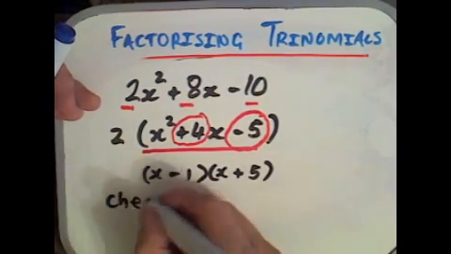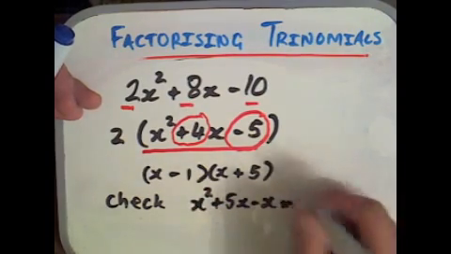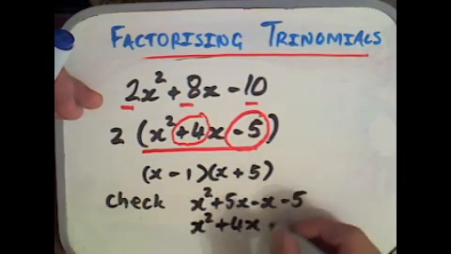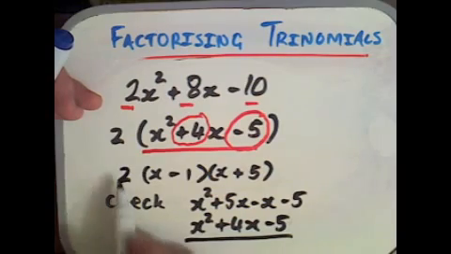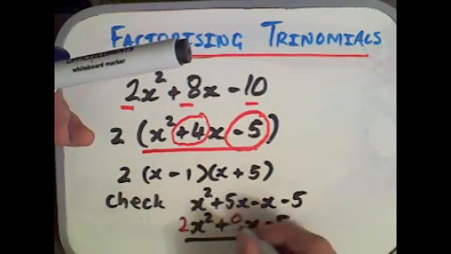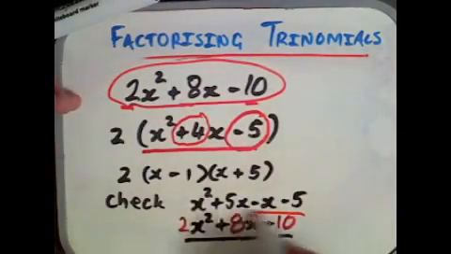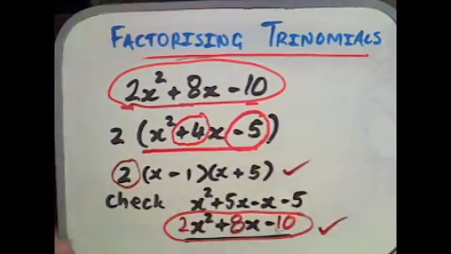Now again, we can check this by expanding it out. So let's look at x squared plus 5x take x, take 5. Simplified, that is x squared plus 4x take 5. Now remember, we've got that 2 there, so don't forget that. Now that's just a multiplier, so if we multiplied everything through there by 2, we'd get 2x squared plus 8x take 10, which is what we started with. So we've factorised correctly, remembering we've got to have that 2 on the outside there as well.